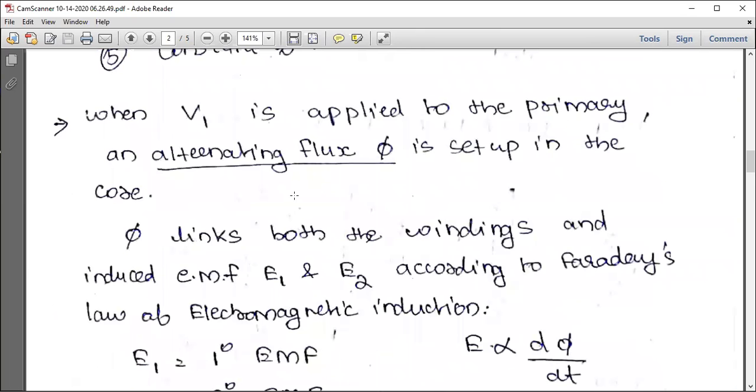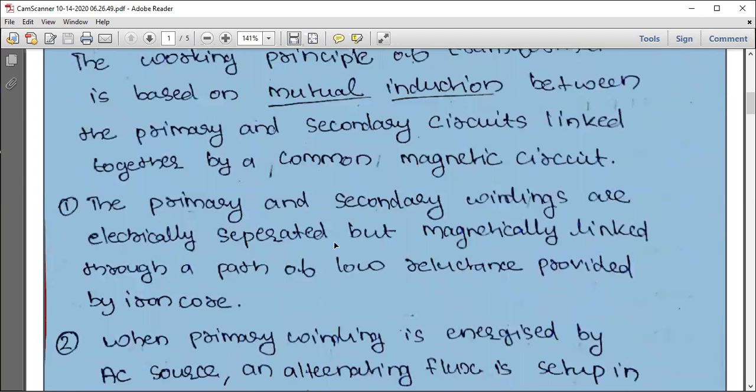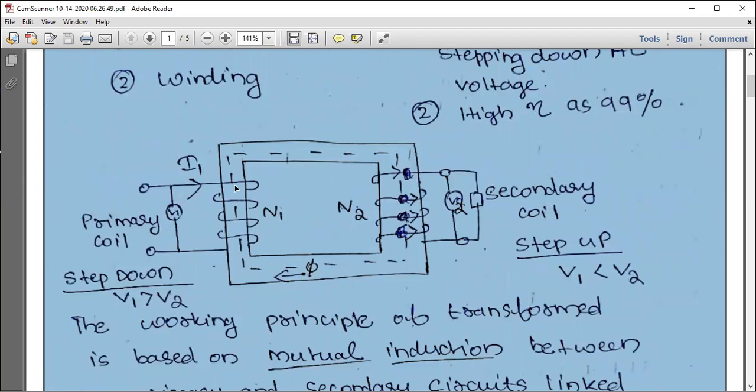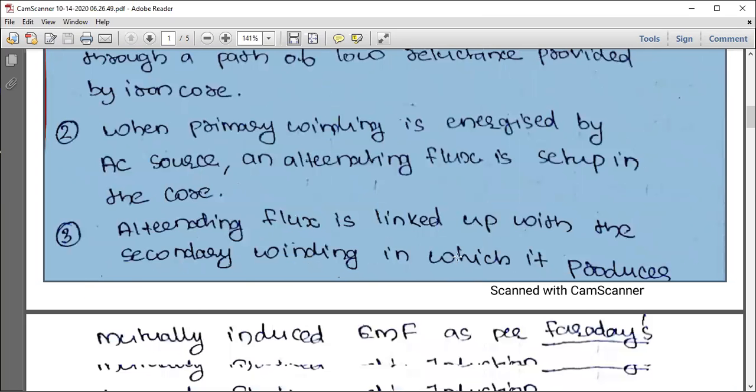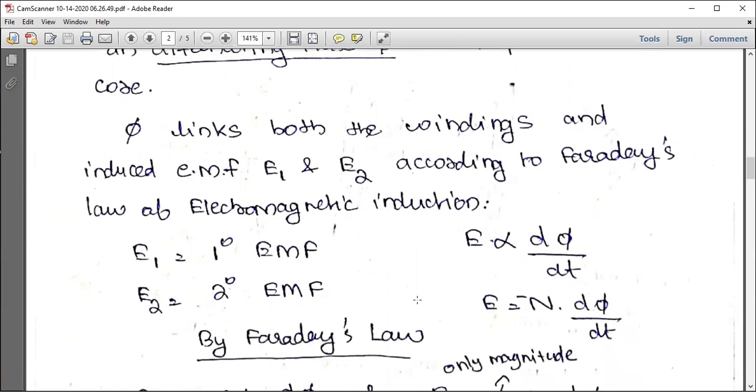Okay. Now let's see some other facts. When V1 is applied to the primary, an alternating flux phi is set up in the core. I already explained: V1 is applied to the primary, and an alternating flux phi 1 is set up in the iron core. The alternating flux links both the windings, that is, both primary and secondary windings. That's why we say that the transformer is a constant flux device, and EMFs E1 and E2 are induced according to Faraday's law of electromagnetic induction.